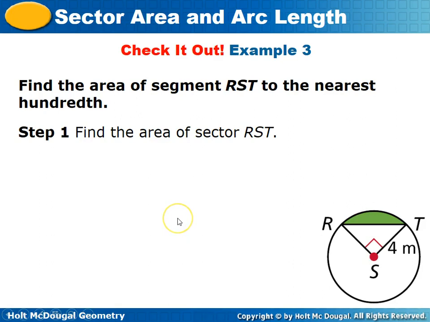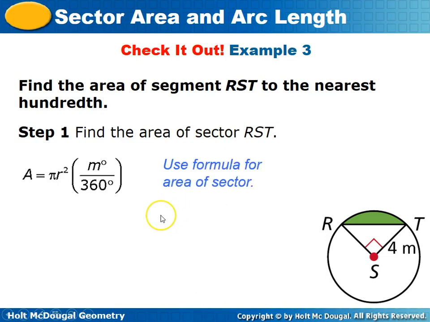So this one says, again, find the segment. So we're looking for the green part here, segment of the sector. So this time, again, we're going to find the area of that piece of the pie, the sector RST. So we're going to do that first, and our radius again is 4, and our theta this time, remember, is 90, because that's a right angle in there.